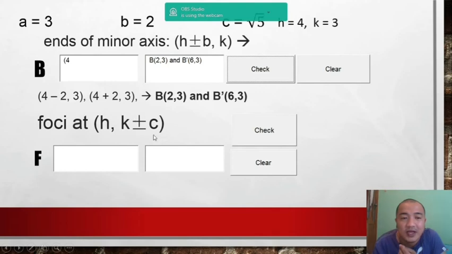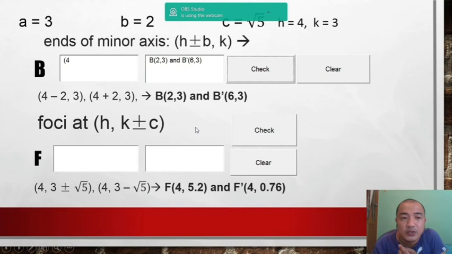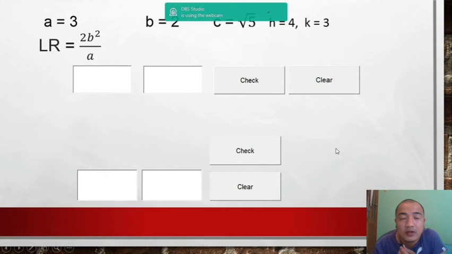How about foci? Yan. Substitute the values of h, k, and c in the formula. So we have 5.2, 0.76. Okay? And then we also have here the length of the lateral recta. 2 times 2 squared is 2 times 4, 8 thirds. 8 thirds is 2.67. Yeah, same as number 1, right?